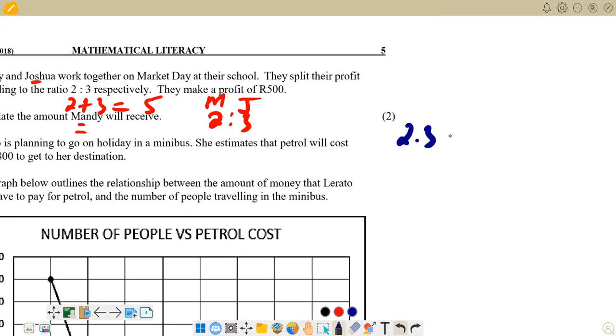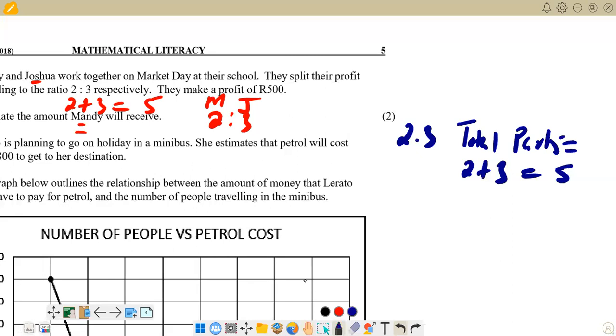For the ratio, we are saying the total parts that we have are equal to 2 plus 3, and we get our 5 here. This is our total parts. Then the amount that Mandy will receive, we are saying 2 over 5, then you multiply by the total. The total profit is 500 here. Multiply by 500 over 1.